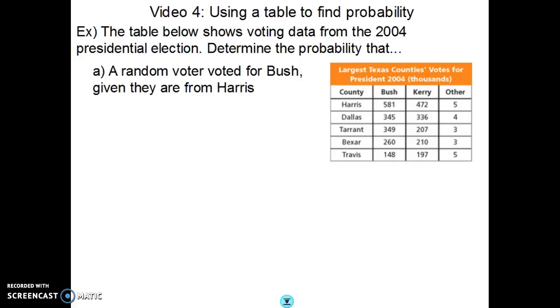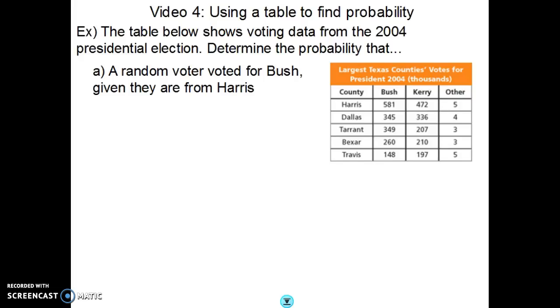We're going to be doing something a little bit differently in this video, which is using a table to calculate some probabilities. Specifically, we'll be using this data table, which shows voting data from the 2004 presidential election with Bush versus Kerry. Our first probability we want to calculate is what are the chances that a random voter voted for Bush given that they are from Harris County?